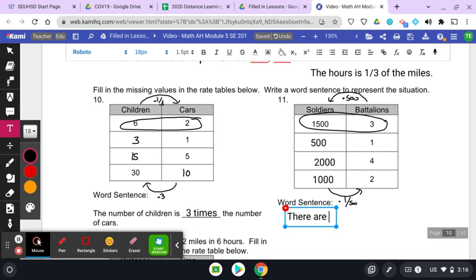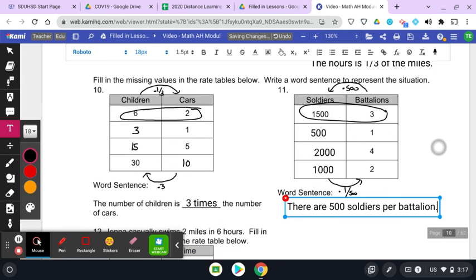There are 500 soldiers. It's not spelled right. Soldiers per battalion. You don't have to phrase it exactly like that. You can say the soldiers are 500 times the amount of battalions, or however you want to say it.